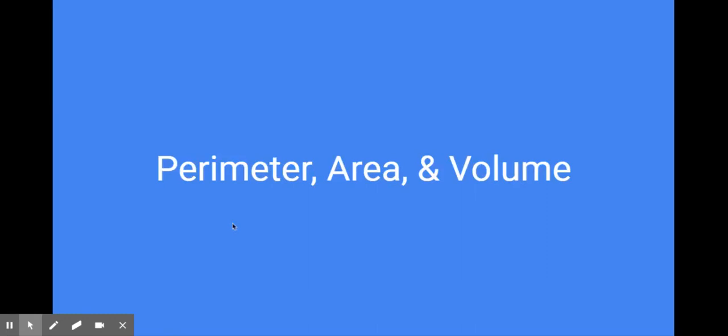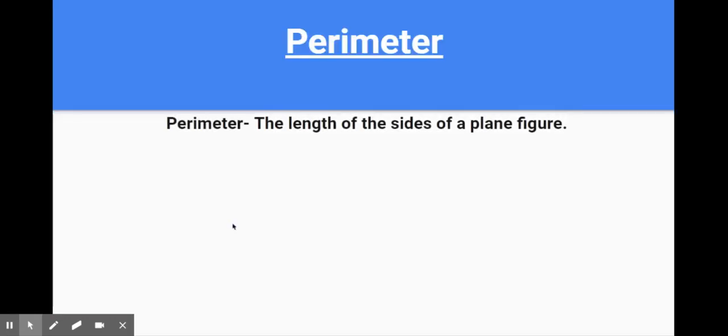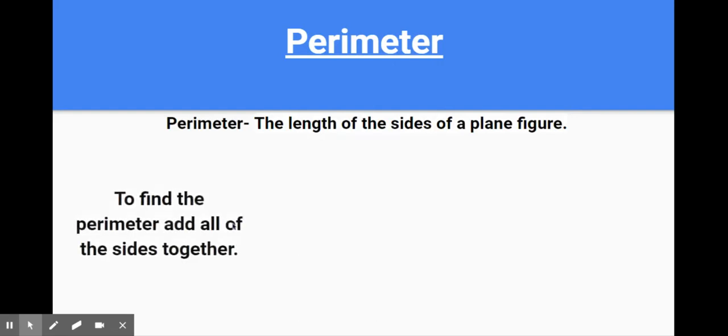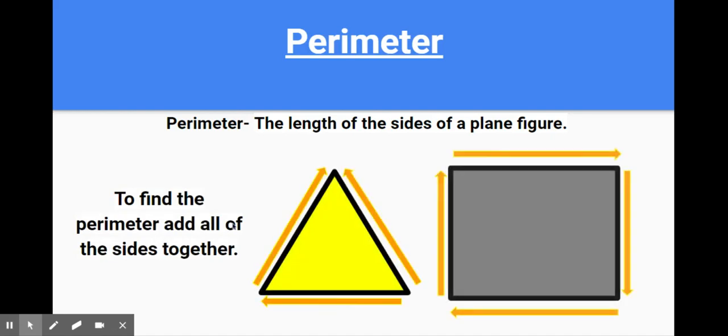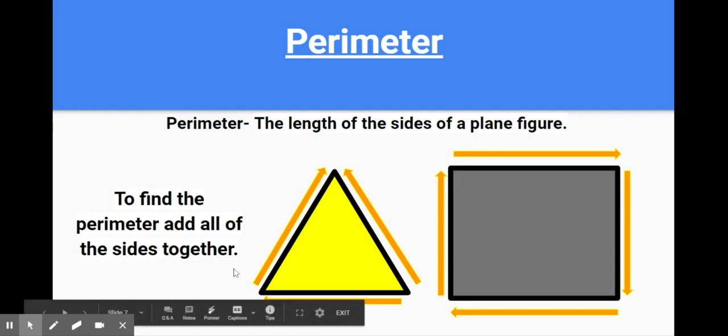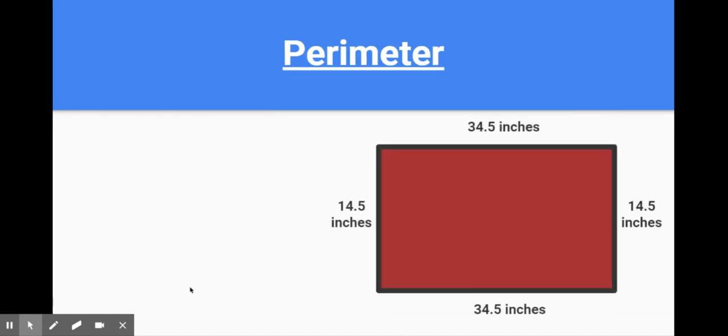Let's move on to perimeter, area, and volume in math. Perimeter. Perimeter is the length of the sides of a plane figure. To find the perimeter, we add all of the sides together. Here are examples of some shapes and their perimeter. The perimeter is the distance around a figure. Let's practice.